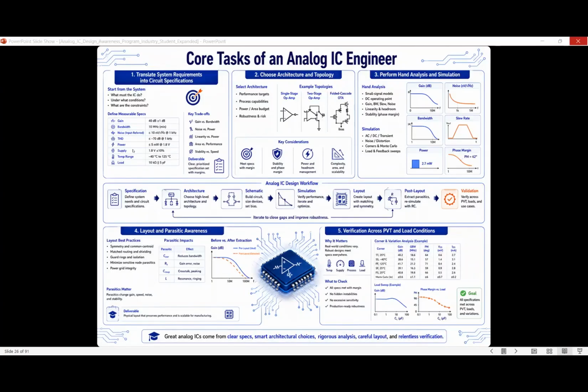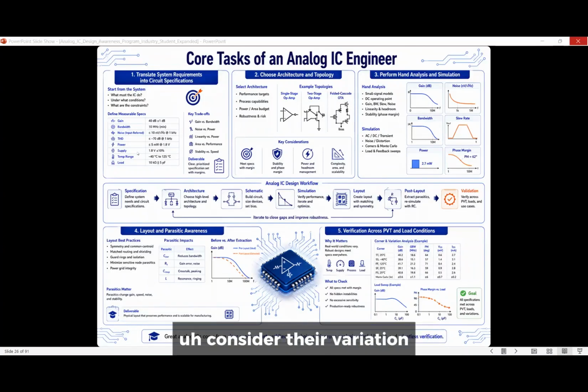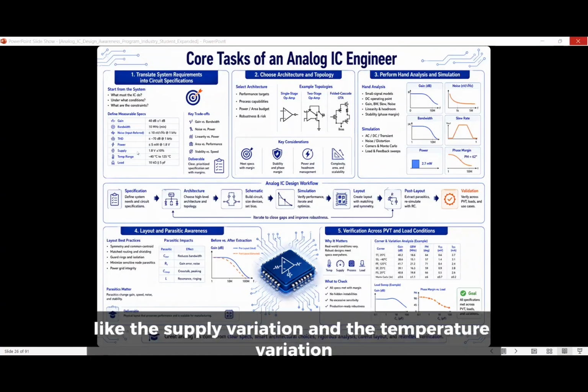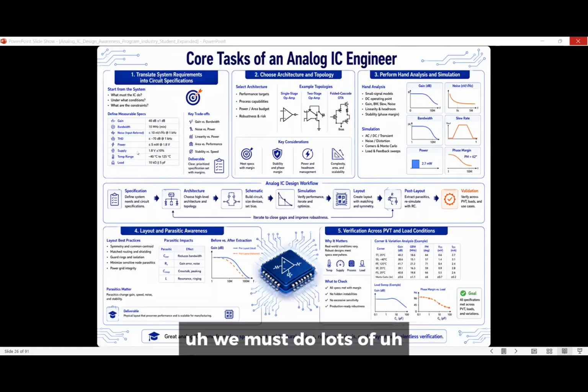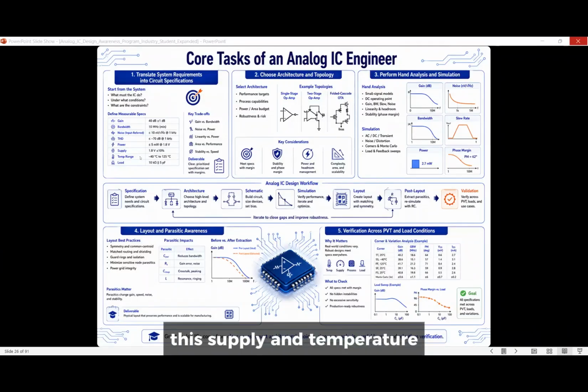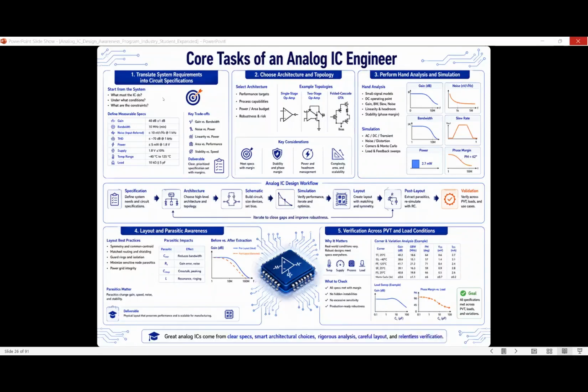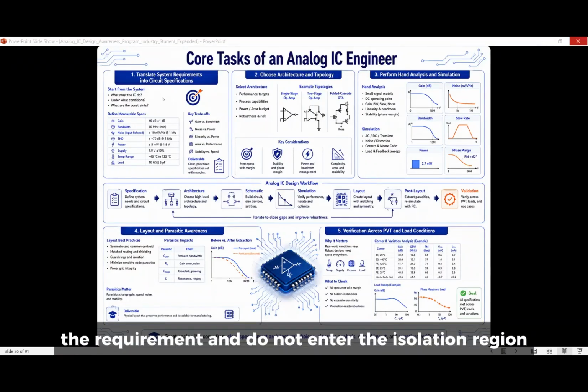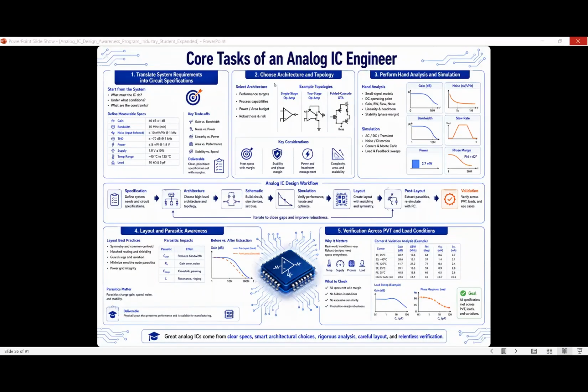Sometimes we have to consider variations, like the supply variation and the temperature variation. We must do sufficient simulation to cover the variation of supply and temperature, and make sure that under extreme cases, the circuit still fulfills the requirements and does not enter the oscillation region, right?